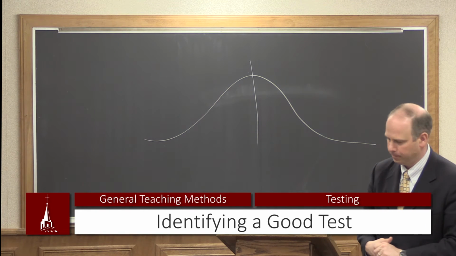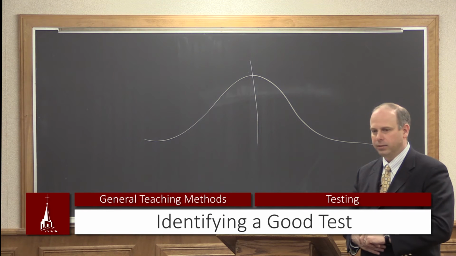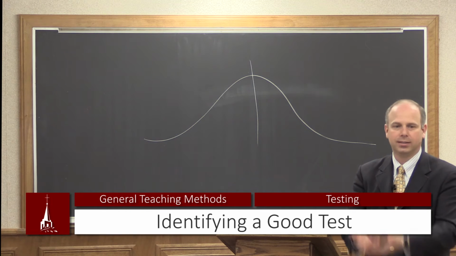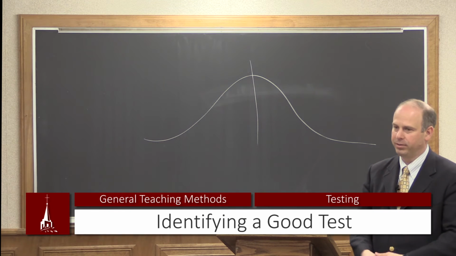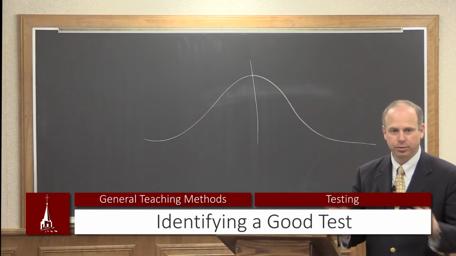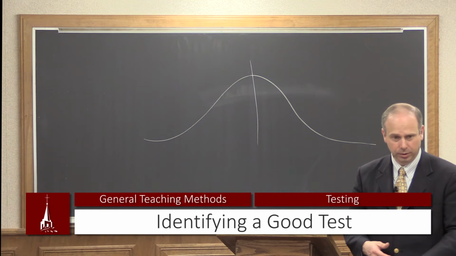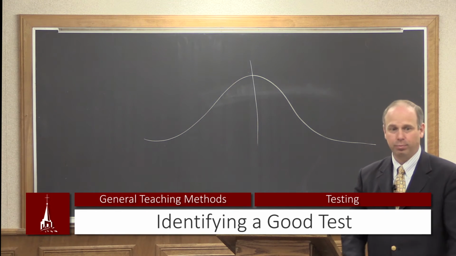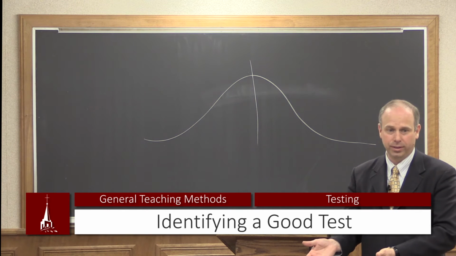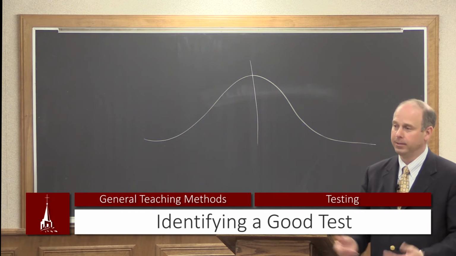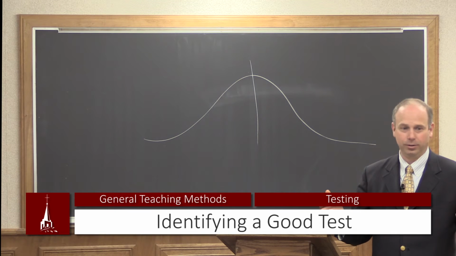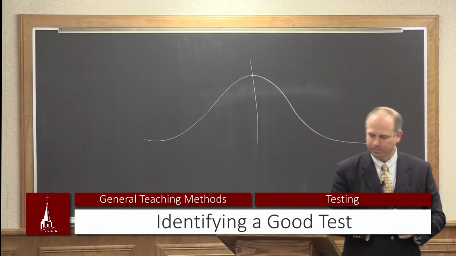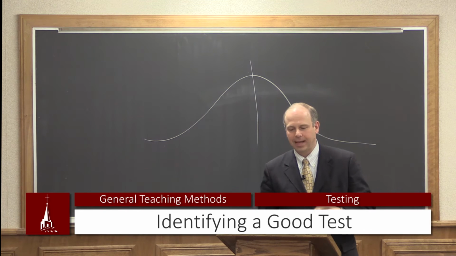Hopefully that makes sense. So validity says, does the test measure what it says it's measuring? If it's a Unit 3 test and 2/3 of the test is from Units 1 and 2, and Units 1 and 2 aren't necessarily important to knowing what Unit 3 is about, it's not a valid test. You should call it a Unit 1 through 3 test. So validity. Reliability refers to how consistent the test is.